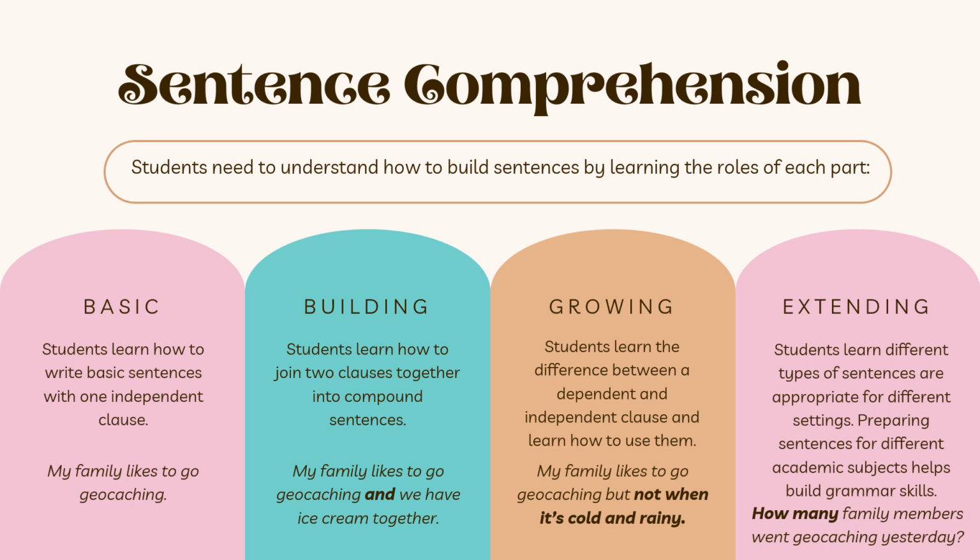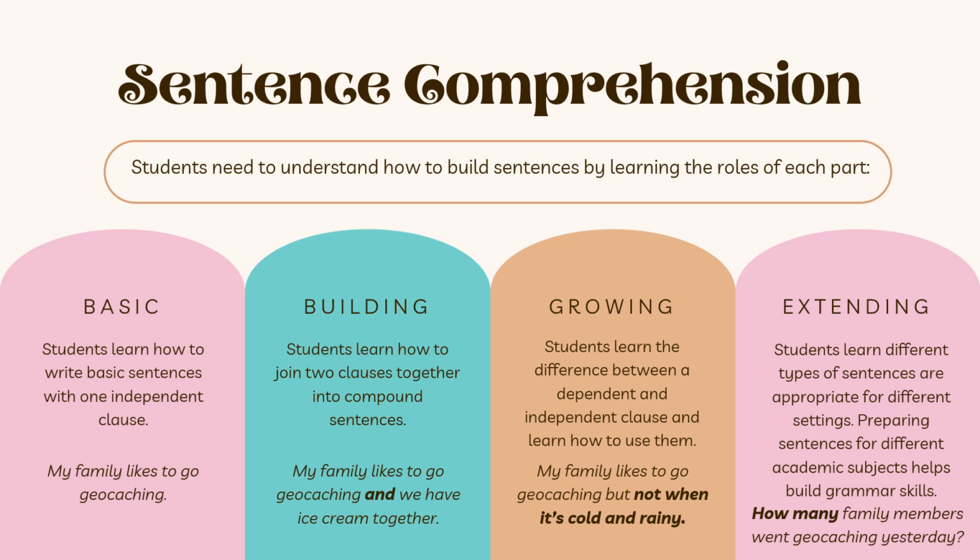The next step is building. Students learn how to join two clauses together into compound sentences. My family likes to go geocaching, and we have ice cream together. Now, those are two independent thoughts that could be sentences on their own, and they've been joined with the and. Students can learn how to do that using conjunctions like and, but, and because.